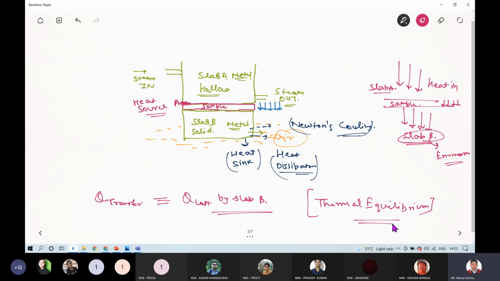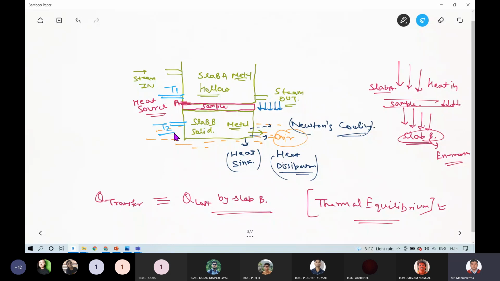So how can we achieve this thermal equilibrium experimentally? How can we confirm that the particular condition is now at thermal equilibrium? We can simply insert two thermometers, at this point let's call it T1, and at this point T2. Now suppose you are giving the steam to slab A. The temperature of slab A will start increasing, so your T1 is increasing.